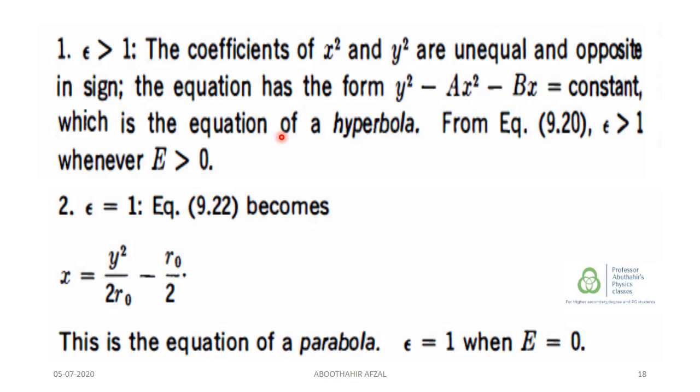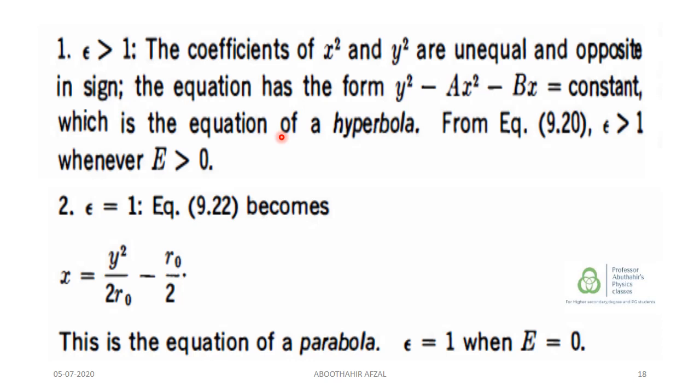So the cases are, first case, if the energy is very much greater than 0, in that case eccentricity becomes greater than 1, and if the eccentricity is greater than 1, the equation of the orbit has a form y square minus ax square minus bx is constant. As we all know, the equation y square is equal to 4ax represents a parabola, whereas y square minus ax square minus bx represents a hyperbola, which is the orbit in the case of E greater than 0 or epsilon greater than 1.